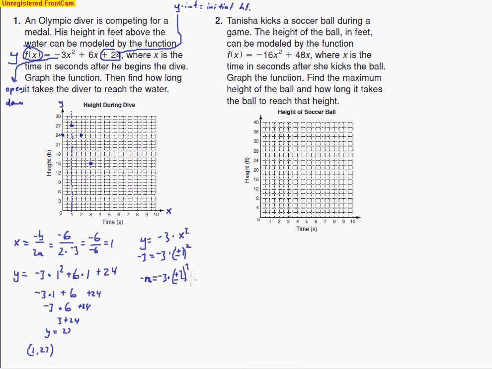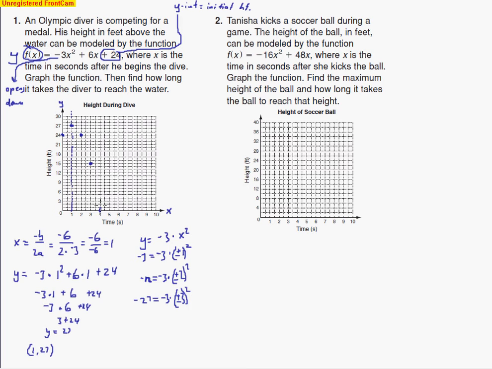Let's go another time. Let's go ahead and put a 3 in there. Plus or minus 3. Square it, you get 9. 9 times negative 3. Hey, look at that. You get 27. Negative 27. So I have to go down 27. So over 3 seconds. Over 3 from this point here. So it's 1, 2, 3, down 27, puts me right on the x-axis, and exactly what I wanted.